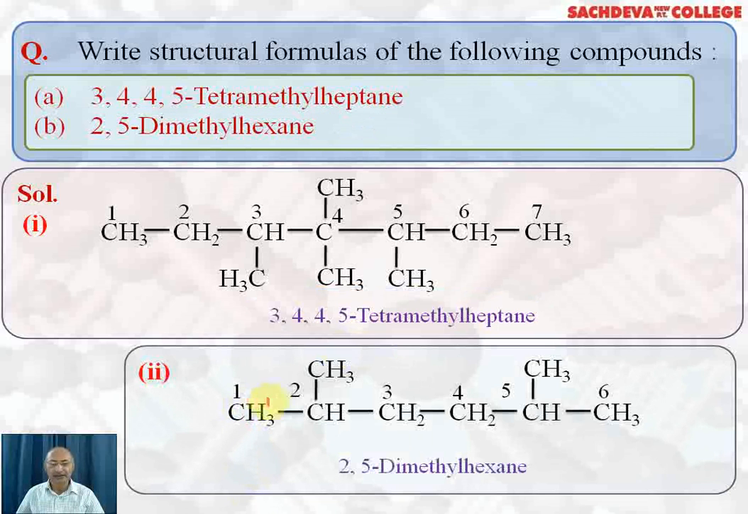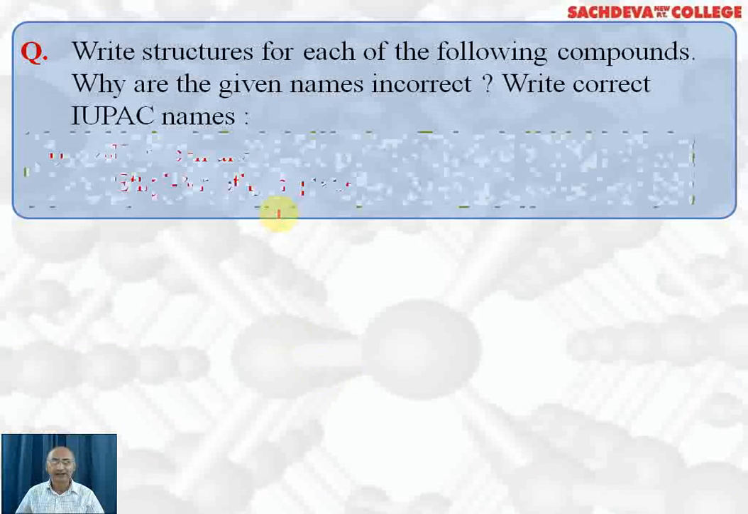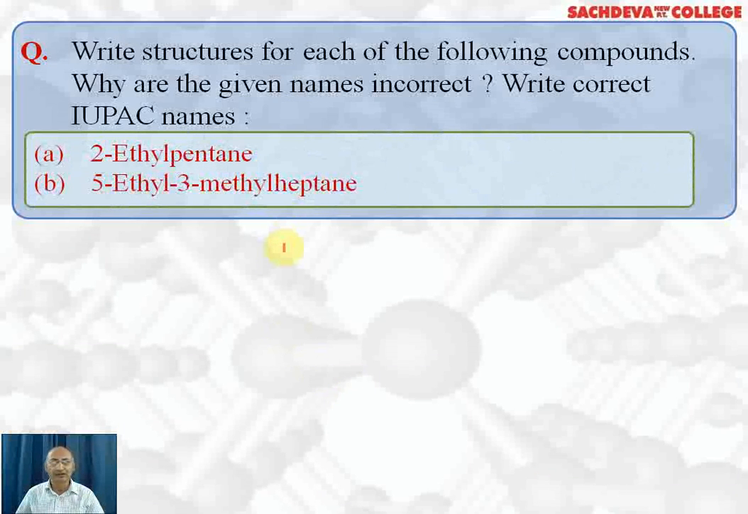Next compound, again we count the carbon atoms: 1, 2, 3, 4, 5, 6. With the second carbon there is a methyl group. With the fifth carbon there is a methyl group. So this compound is 2,5-dimethyl hexane.